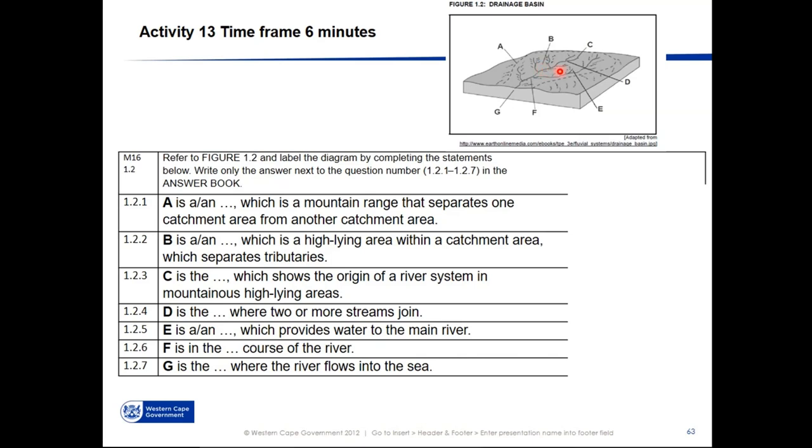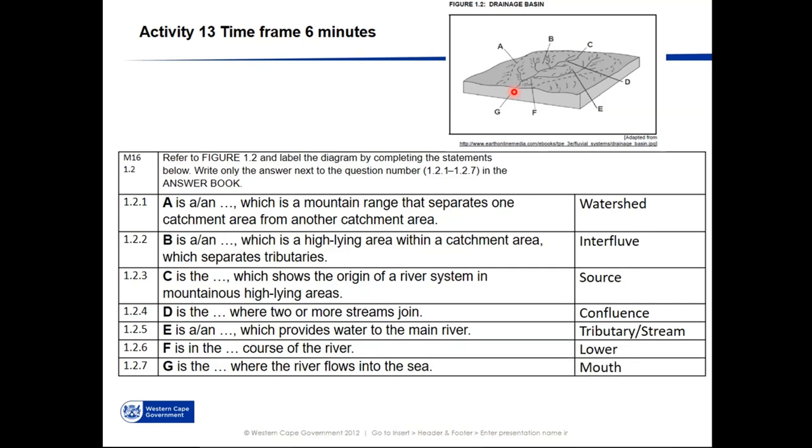Then, what is C? It is the beginning of something. If I said to you, we give it a specific name. Then D, what is that? The two get together and it's got a specific name. And then we have that little side stream. What is that called? And F is the main river. And there we are at the sea. Right, so has everybody found time to answer that quickly? Let's see what the answers are.